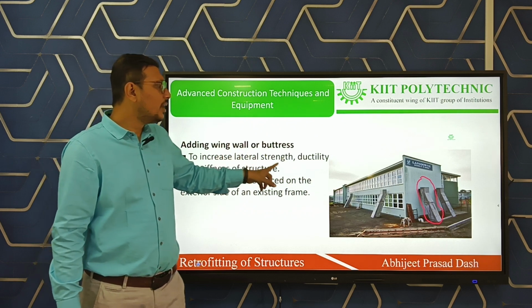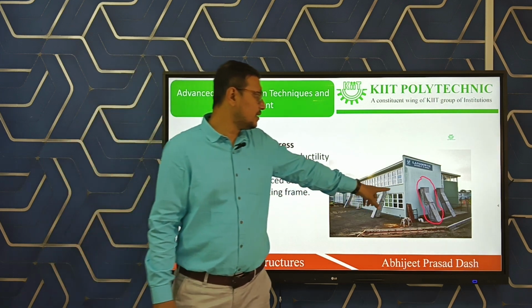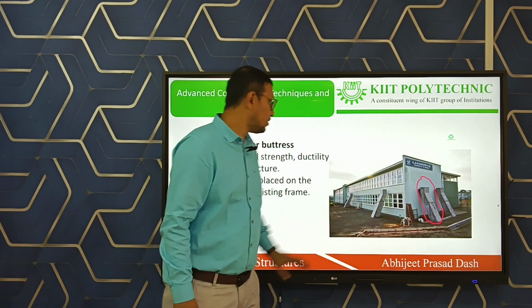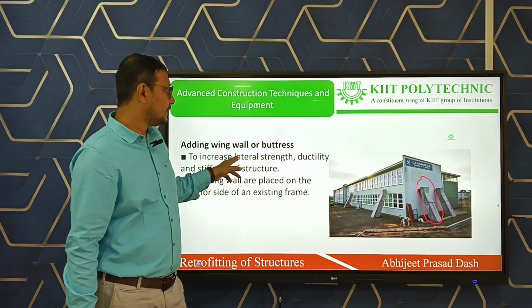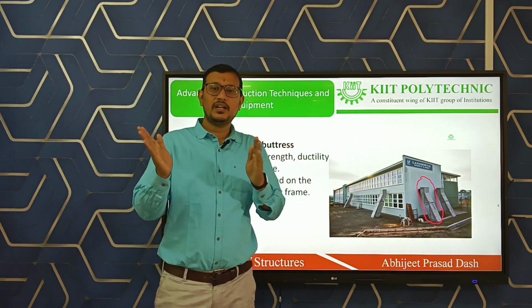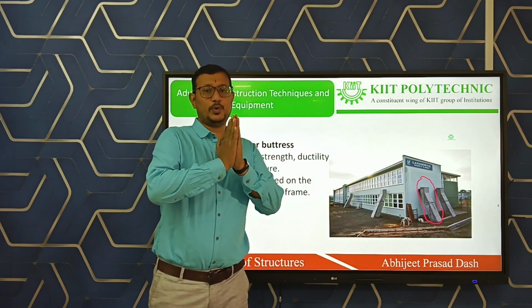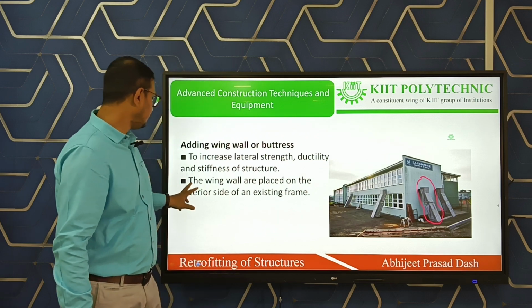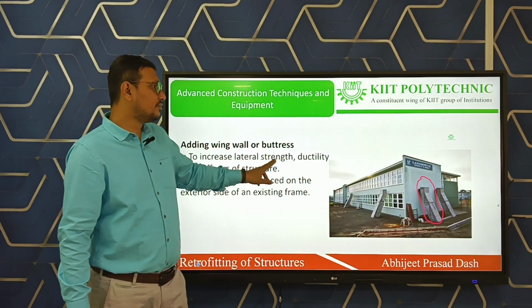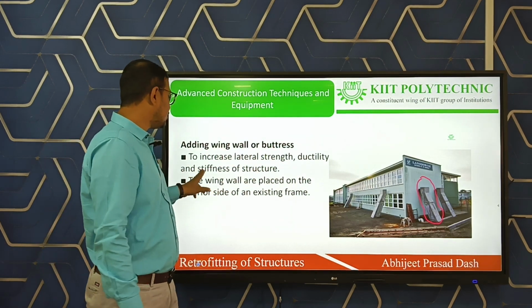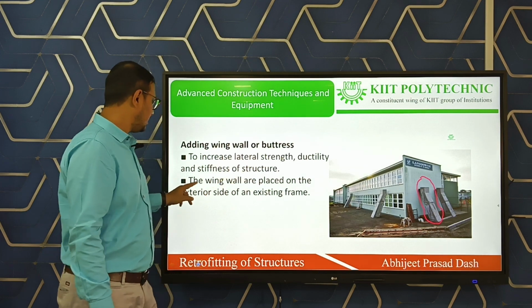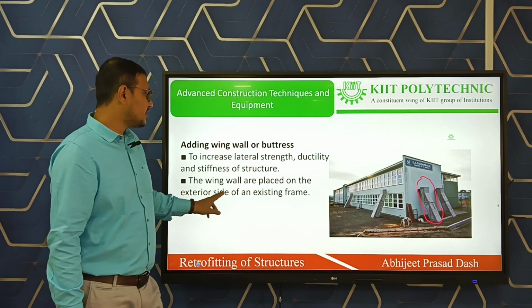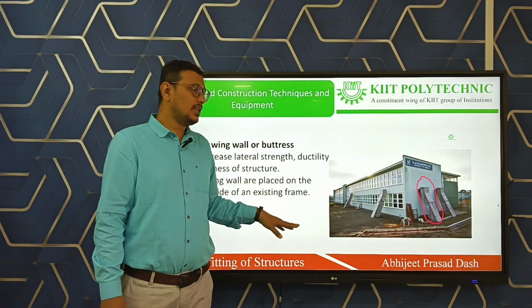Then adding a wing wall or buttress wall, as you see, adding a support wall. You are providing one extra wall as a support, a wing wall, to increase the lateral strength, ductility and stiffness of the structure. The wing walls are placed on the exterior side of an existing structural frame.